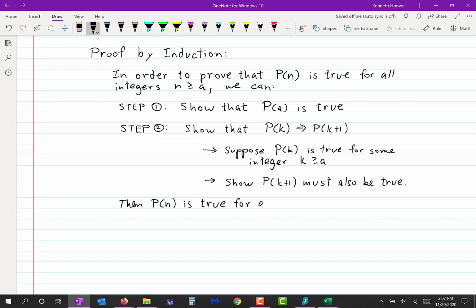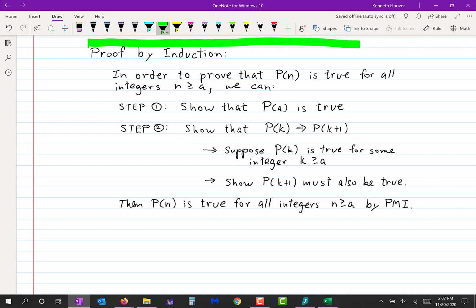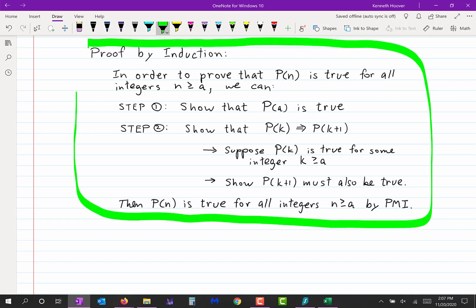for all integers n equal to or greater than a by the principle of mathematical induction. We'll just write by PMI. Okay, that's proof by induction. Very helpful tool when you're trying to prove something is true for all integers starting at some point.